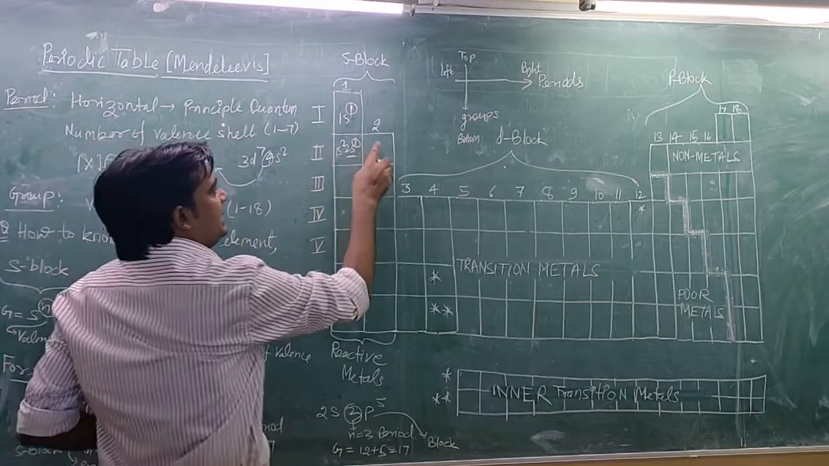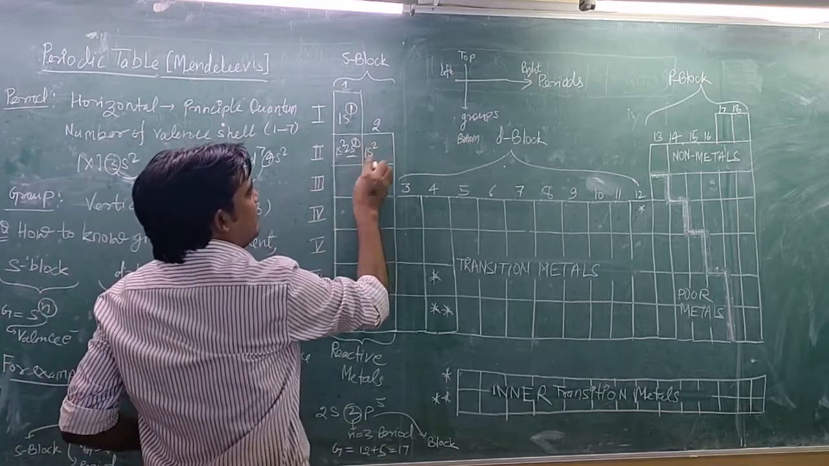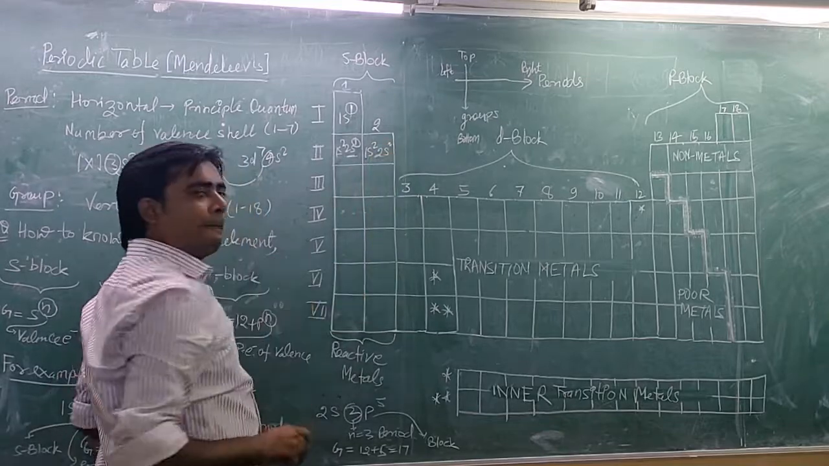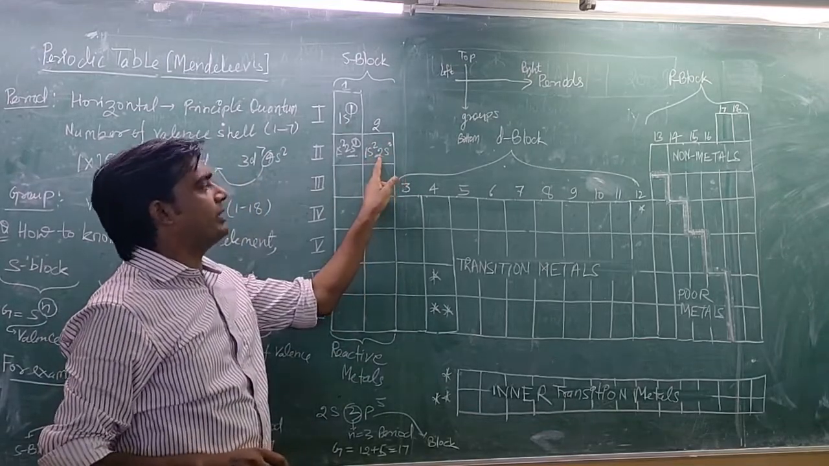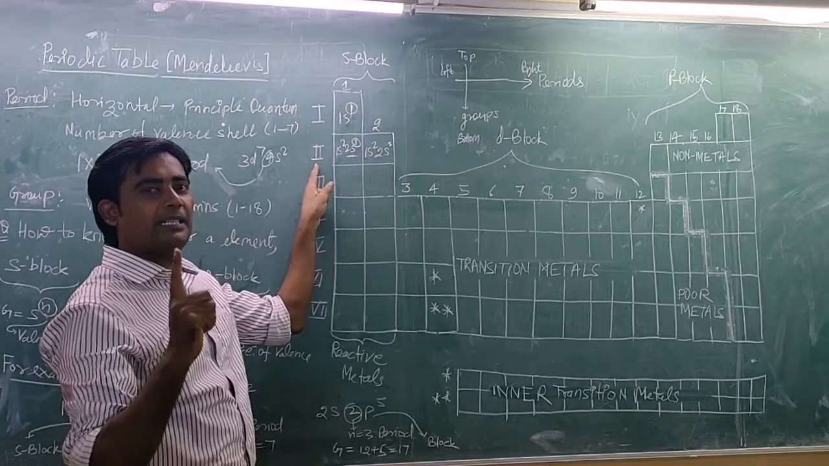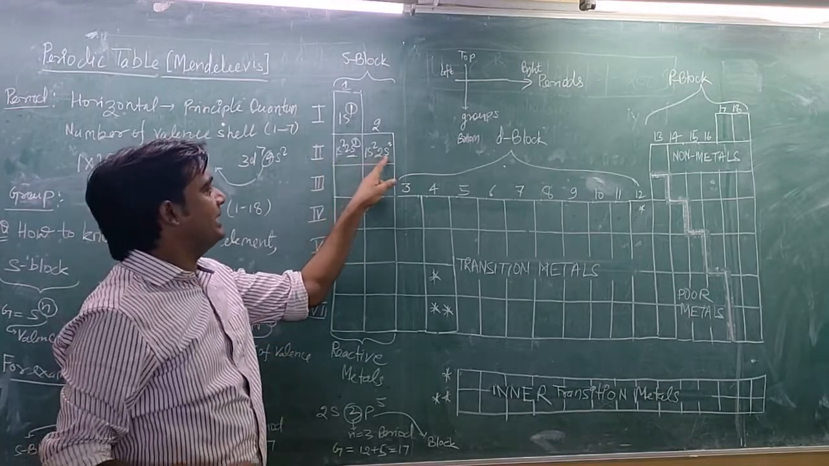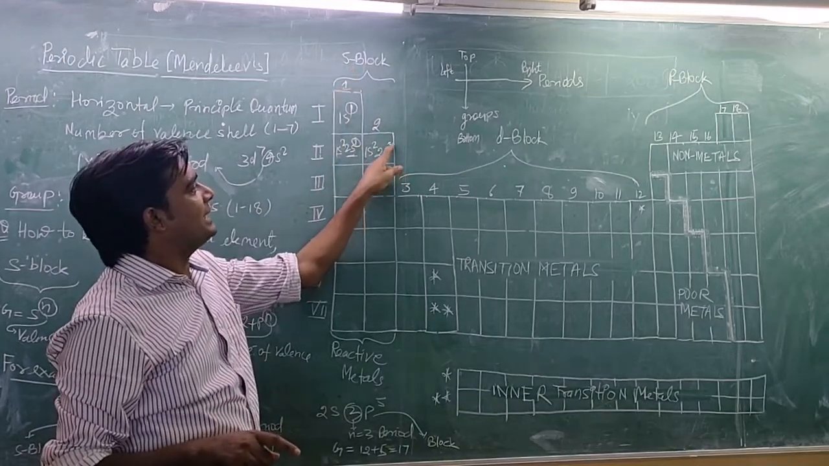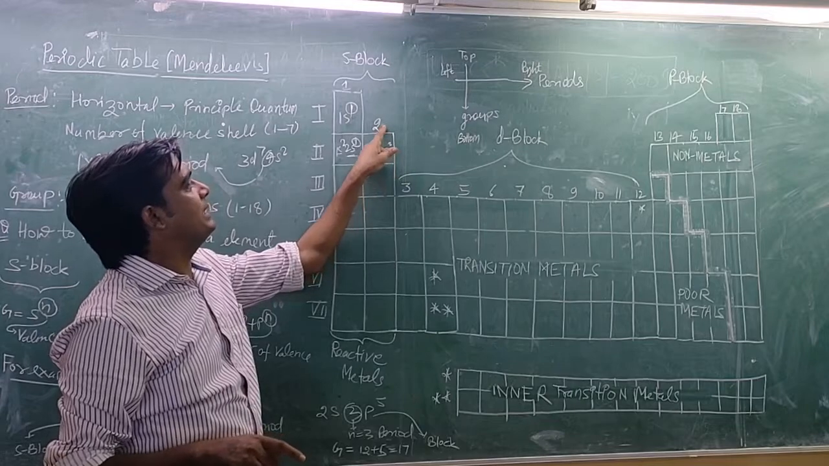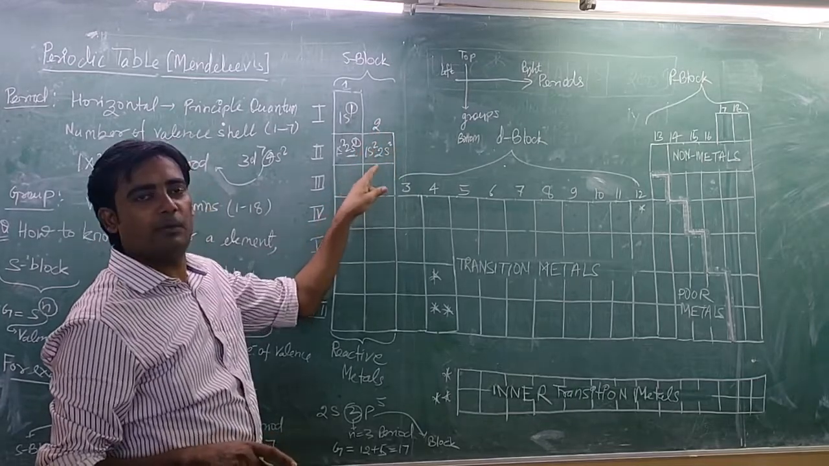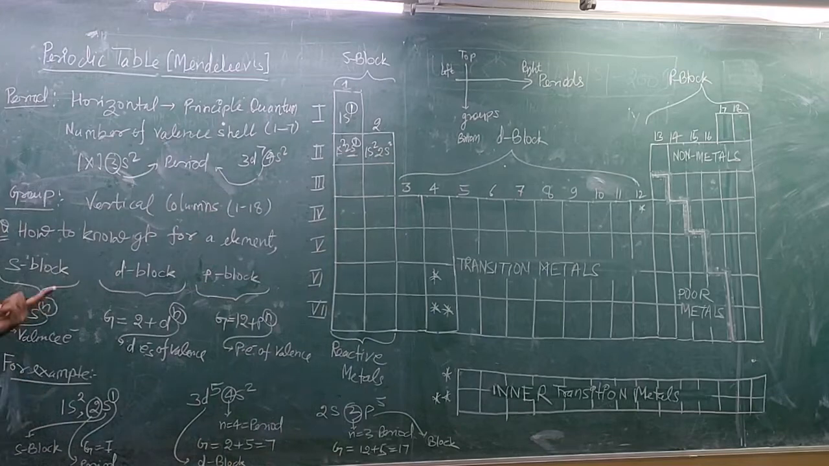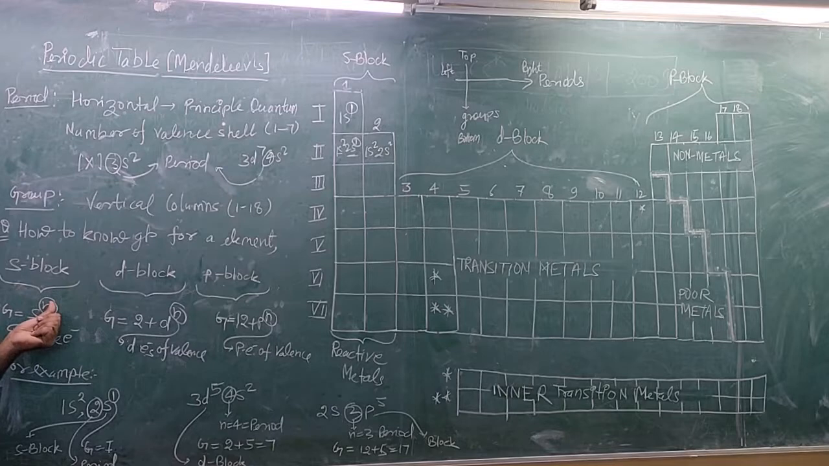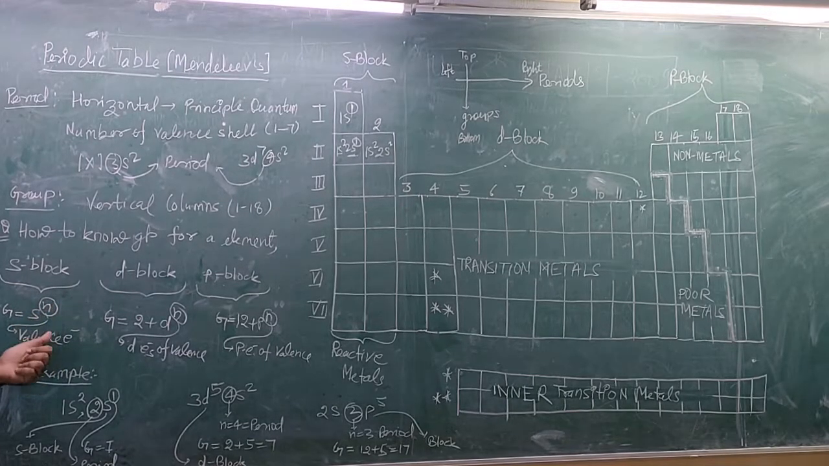Okay, similarly, if you have 1s2 2s2, the valence shell is 2s, the principal quantum number is 2, so it belongs to the second period. The last electron is in the s block, so it is an s block element. And what is the group? You have 2 s electrons, so it is the second group. So for s block elements, group is equal to the number of valence electrons in the s orbital.